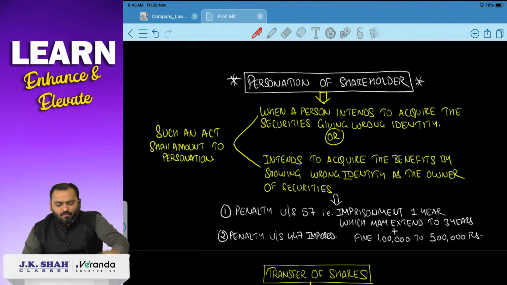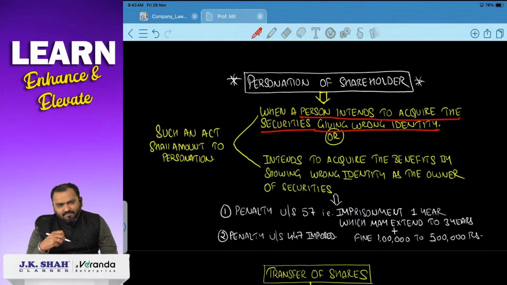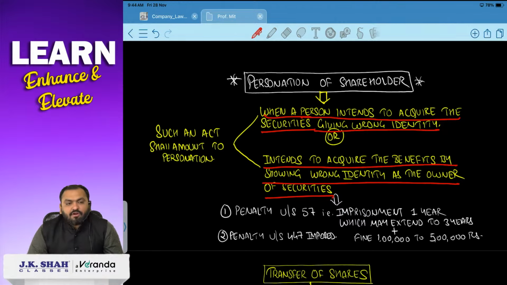Let's go. So the next topic is personation of shareholder. What is this personation of shareholder? Very simple. When a person intends to acquire securities by giving a wrong identity, meaning you apply for or buy shares under a wrong name, right? You intend to buy securities giving a wrong identity, or you intend to acquire the benefits by showing the wrong identity as the owner of securities.